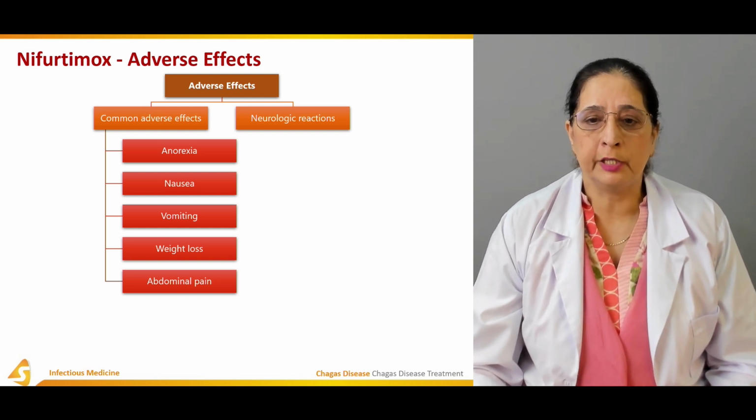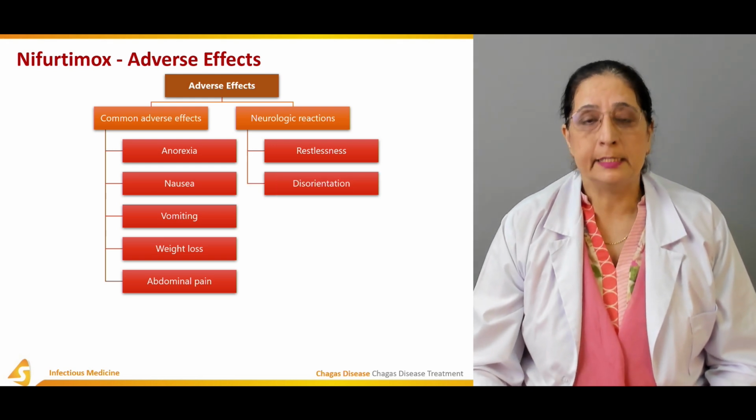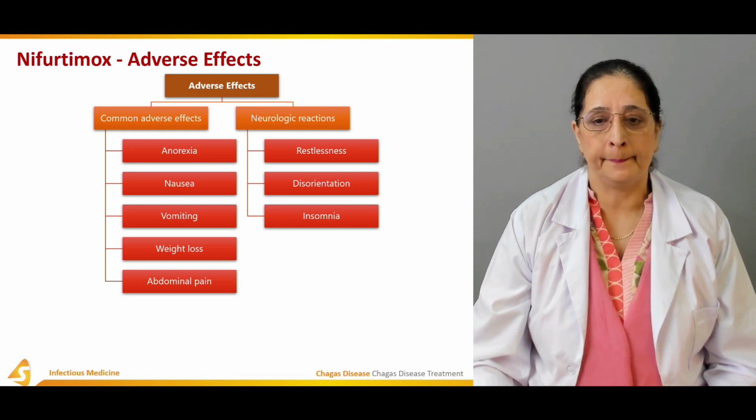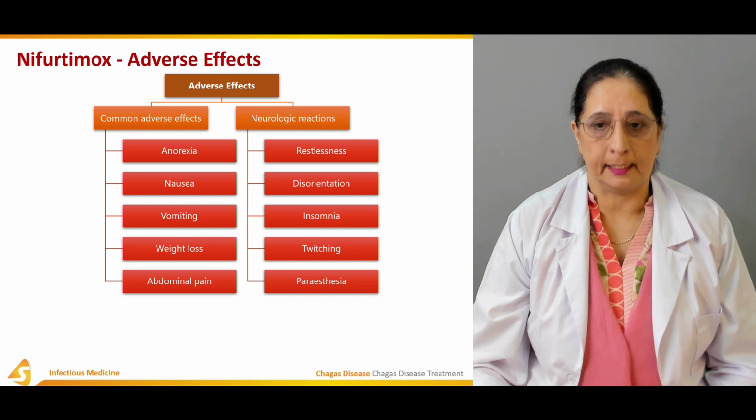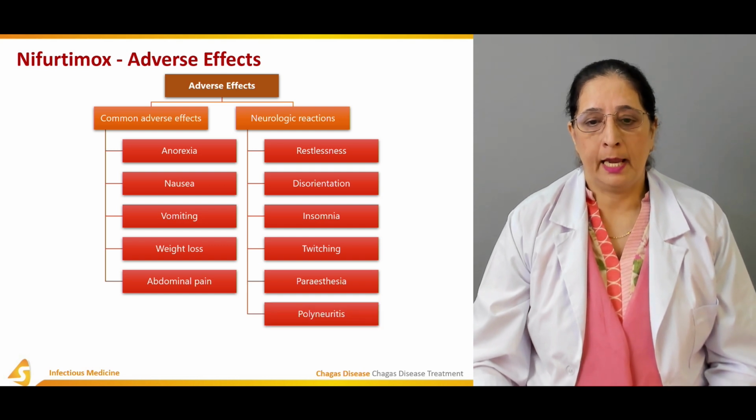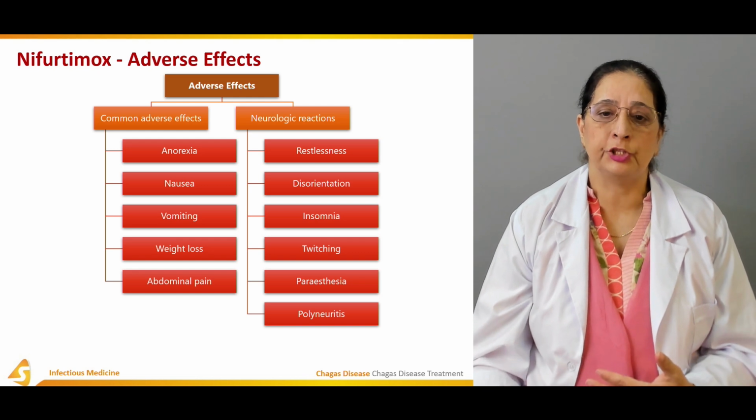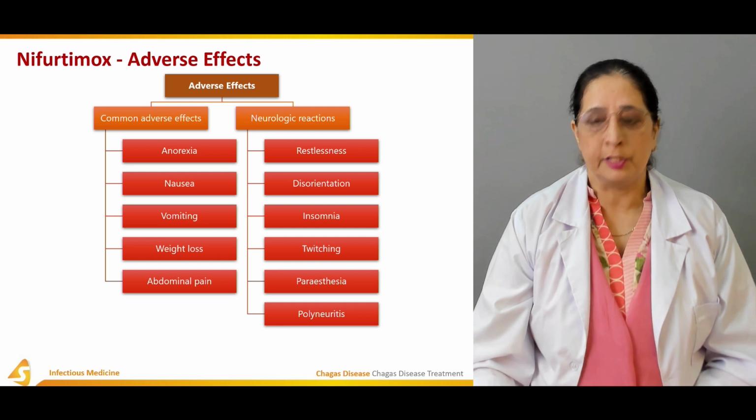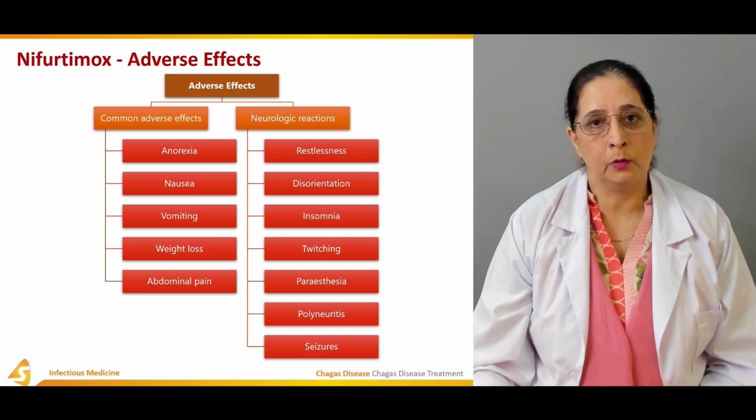Then neurologic reactions: we have restlessness, disorientation, insomnia, twitching, paresthesia, and polyneuritis. So these are neurologic reactions, or adverse effects, of nifurtimox. Seizures can also occur.